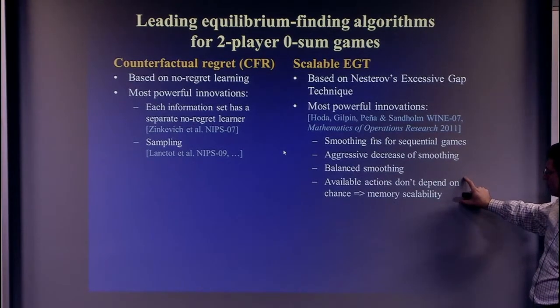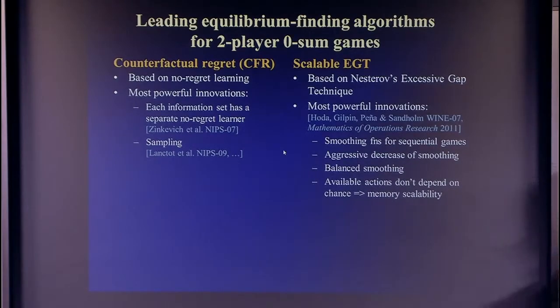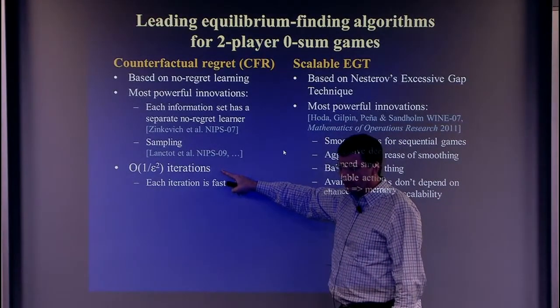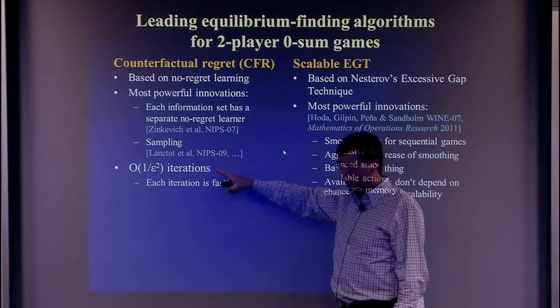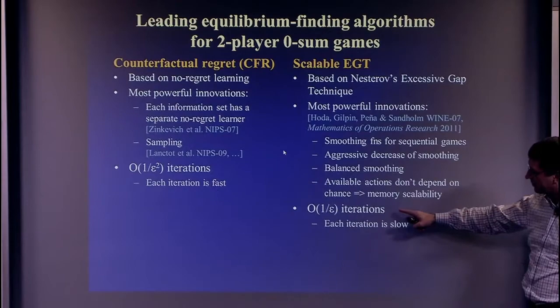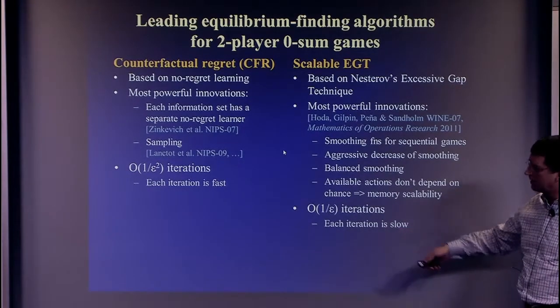And then there's a memory improvement, which applies to all settings where the available actions don't depend on chance. That happens to be a feature of poker, at least. And there you can use a decomposition technique for representation to get the memory down to a square root of the original. How many iterations does this need? Well, pretty bad. 1/ε², where epsilon is the epsilon in the epsilon equilibrium. But each iteration is fast. Here we're going much faster in number of iterations, 1/ε, but each iteration is slow.